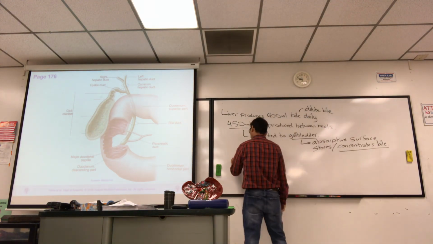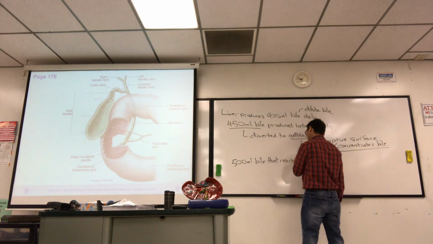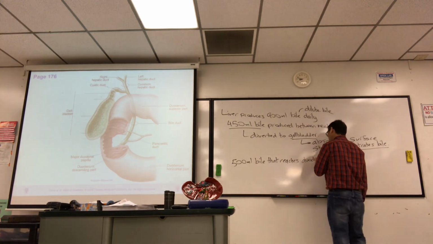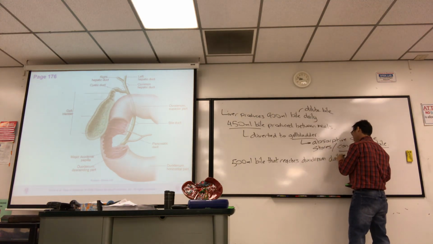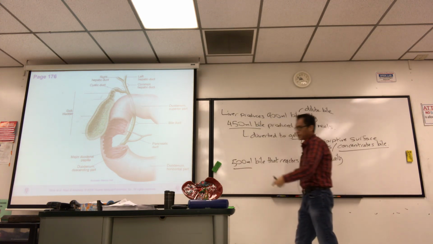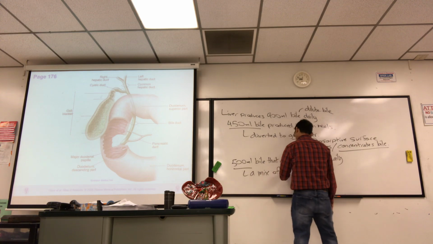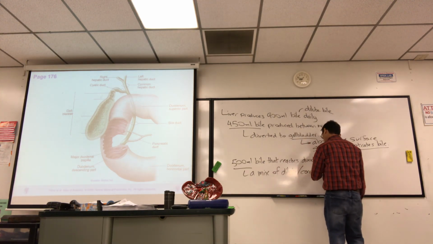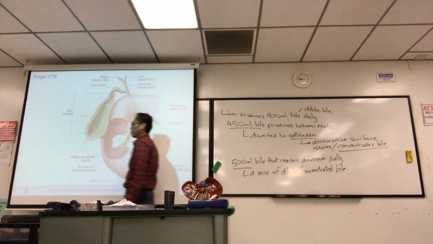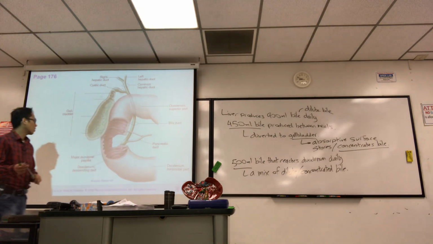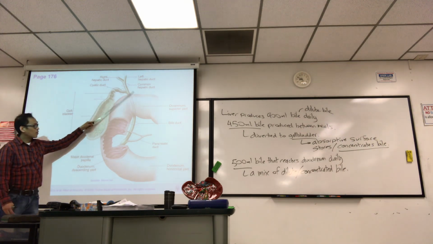In a day, there's about 500 ml of bile that reaches the duodenum daily. So that 500 ml, it's a mix of dilute and concentrated bile. All right. So between meals, you're not eating, you're making bile. It kind of goes down here. The sphincter is closed.